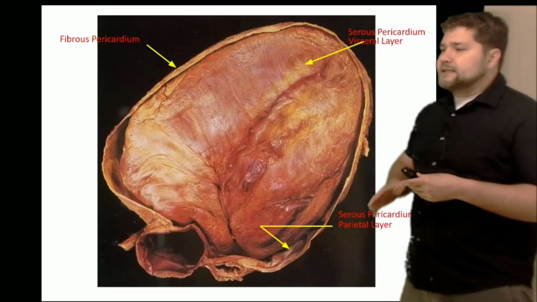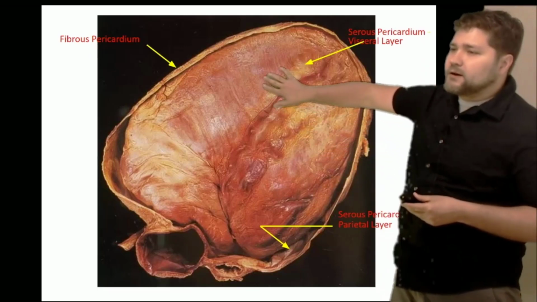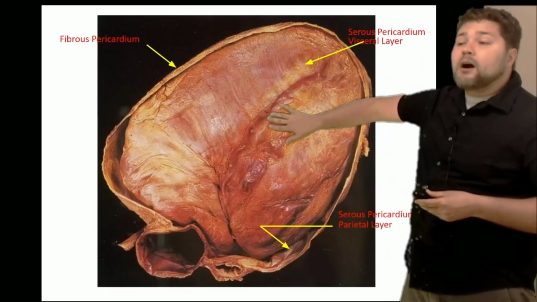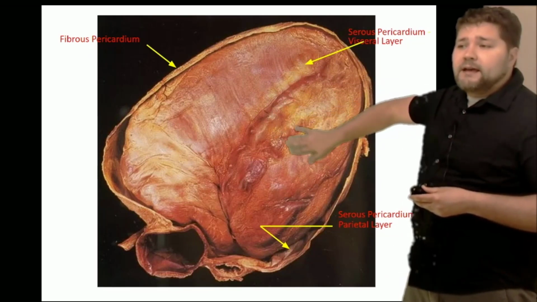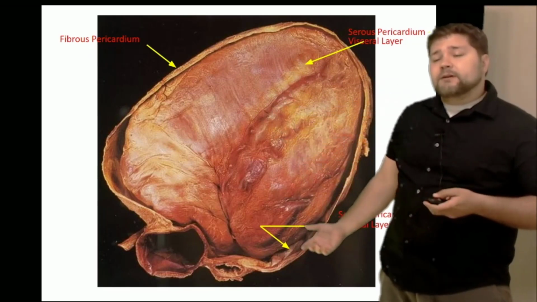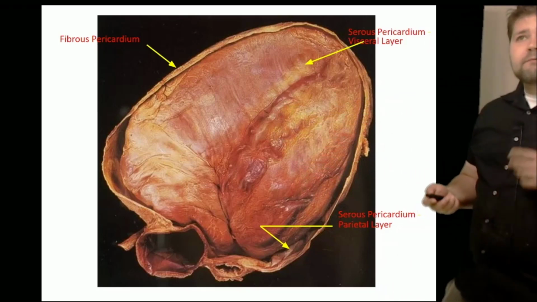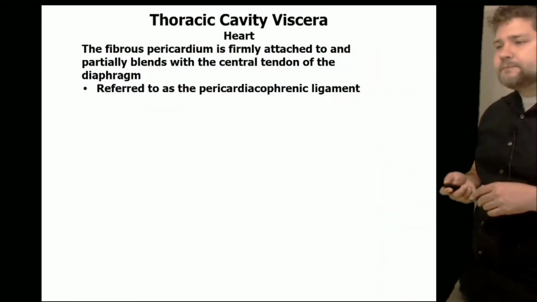So here you can see a nice in situ image. You've got the nice fibrous pericardium on the outside. Everything on the actual heart is going to be serous pericardium, and then the lining on the inside of that fibrous pericardium is the parietal layer of the pericardium.